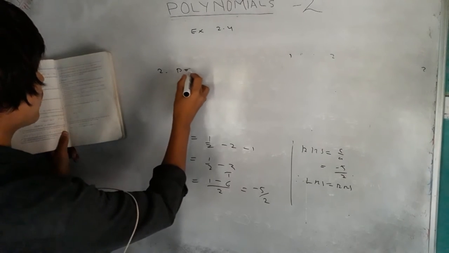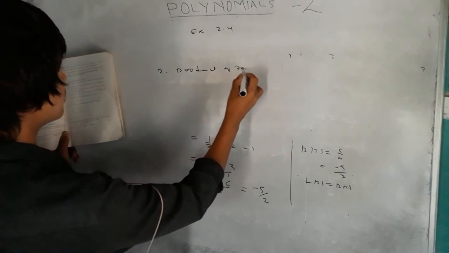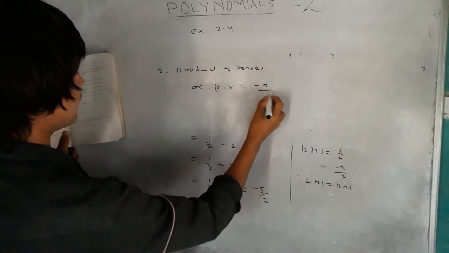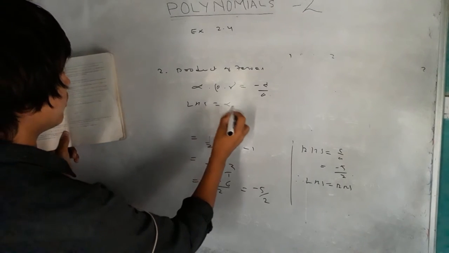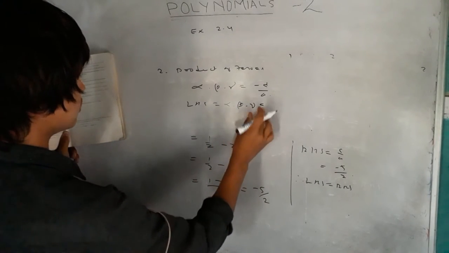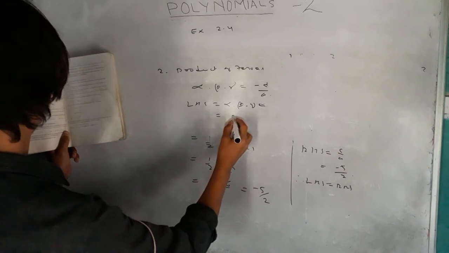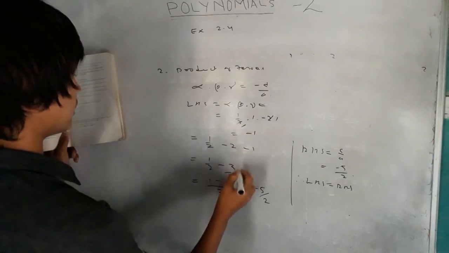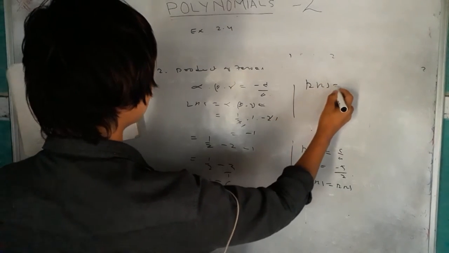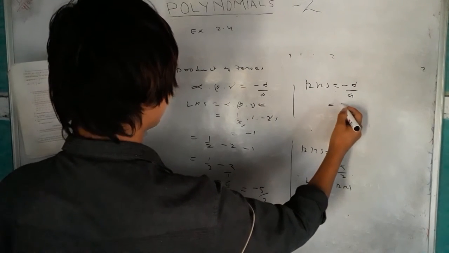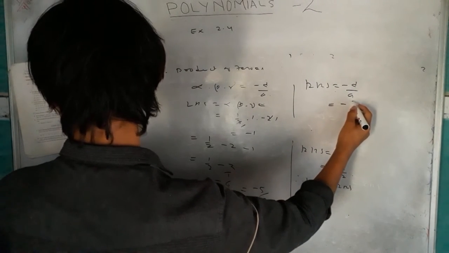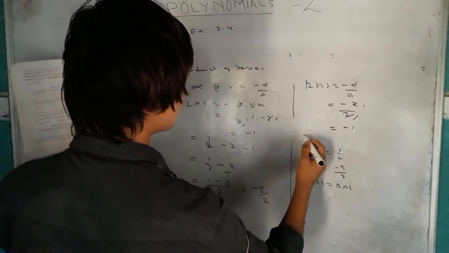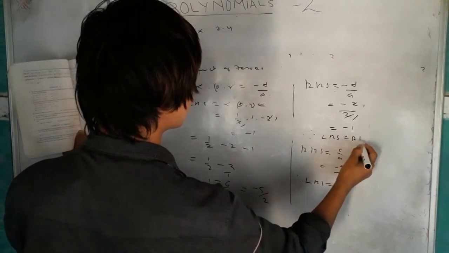Number two, product of zeros: alpha into beta into gamma equals minus d by a. LHS: alpha into beta into gamma. Alpha is half into 1 into minus 2, which is minus 1. So what is our right hand side? RHS equals minus d by a. D is 2, and a is 2, so minus 2 by 2 equals minus 1. Since LHS equals RHS, hence verified.